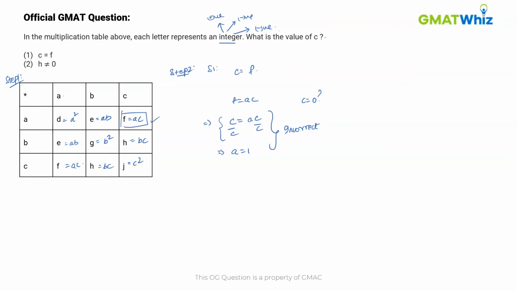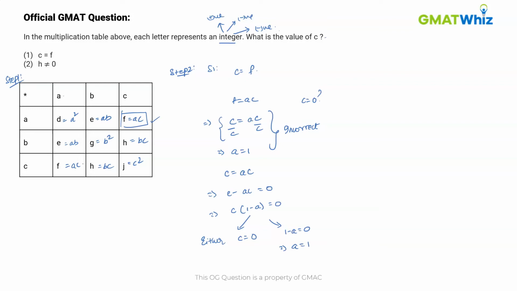So what can be done here is that when we have the equation C is equal to AC, we can take it as C minus A times C equal to 0. Taking C common, we get C times (1 minus A) equals 0. Now from this equation, we can infer that either the value of C is equal to 0 or 1 minus A equal to 0, which means that the value of A is 1.